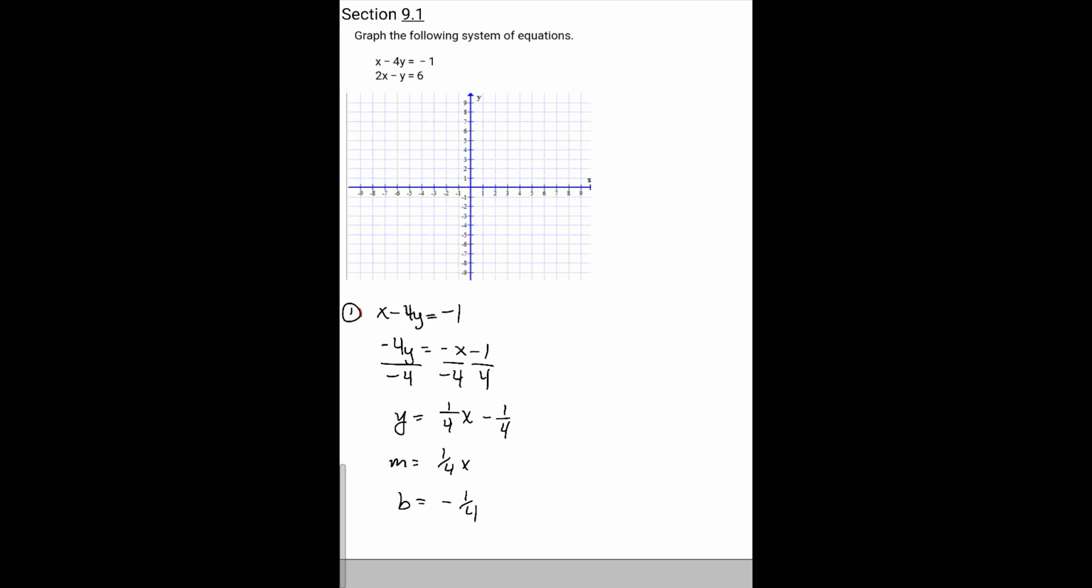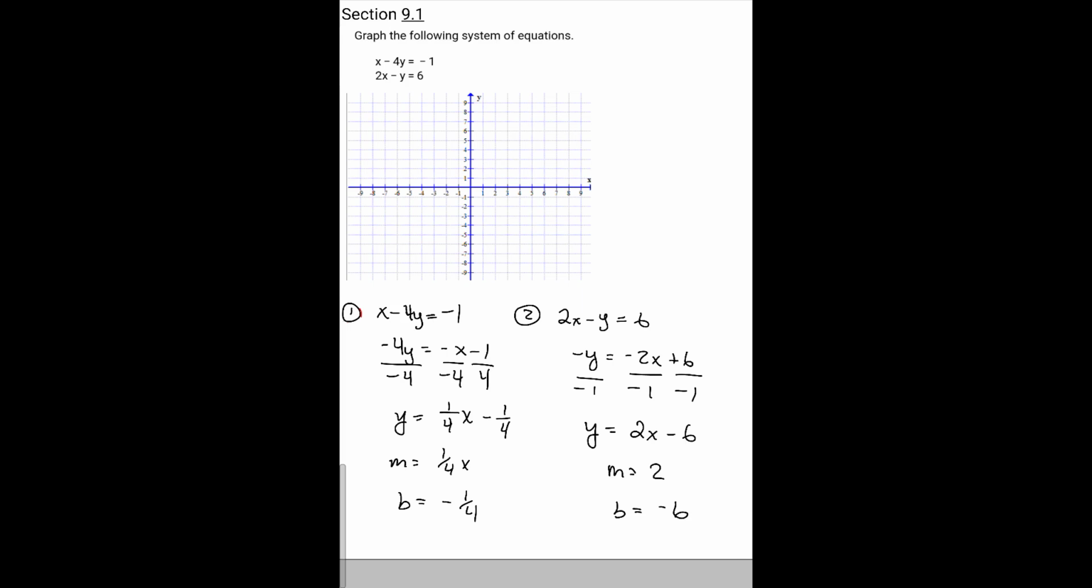Now, for the second equation, we do the same exact process. 2x minus y is equal to 6. Subtract the 2x from both sides, so we have negative y is equal to negative 2x plus 6. Divide everything by negative 1. We have y is equal to positive 2x minus 6. So for this equation, your slope is 2, and your y-intercept is negative 6.